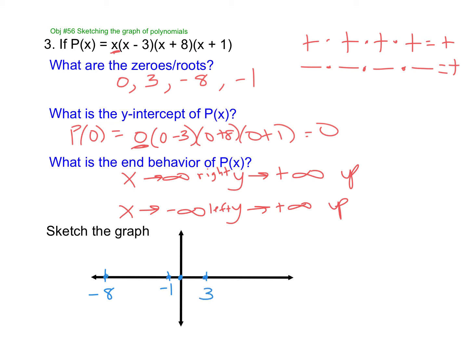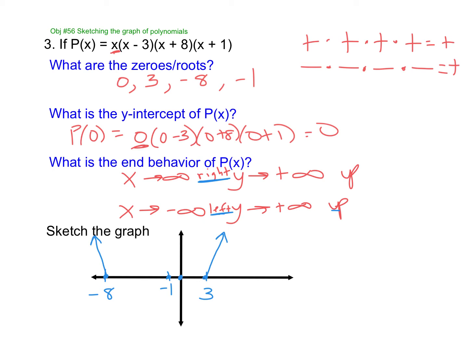So as x goes to infinity, I'm going to go to the farthest root on the right, and my y is going up. So I'm going to draw a curve going up. And then the farthest to the left is also going to go up. So now I'm just going to draw a smooth curve through the rest of it.